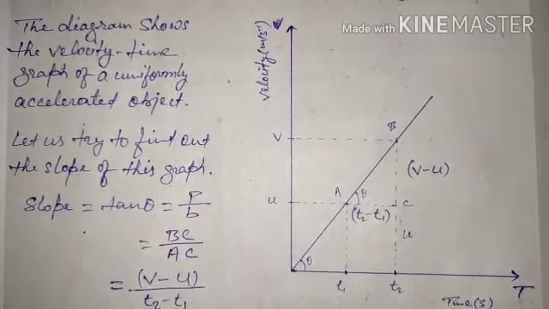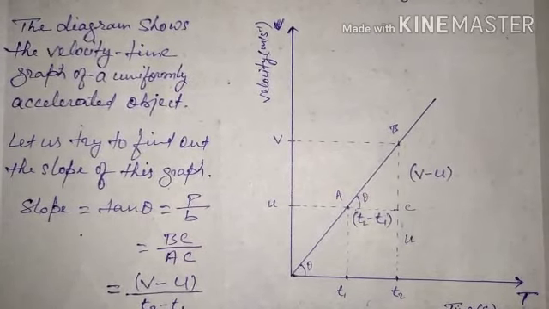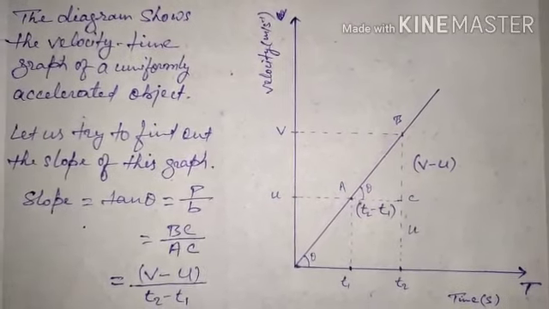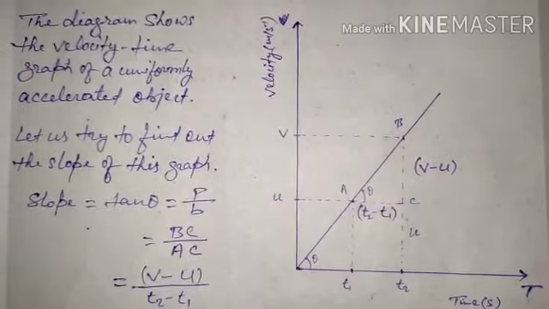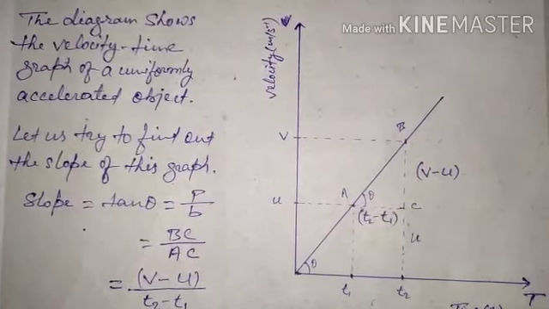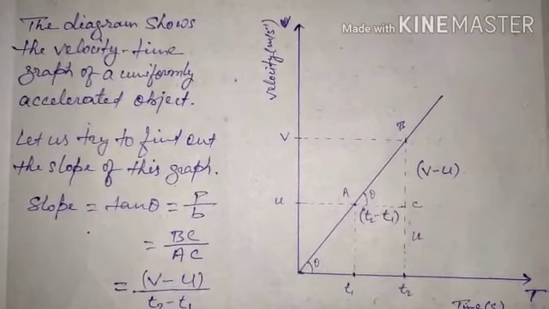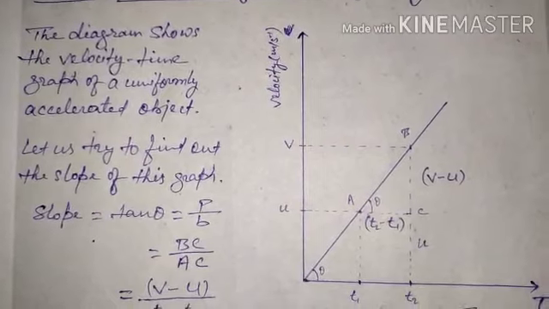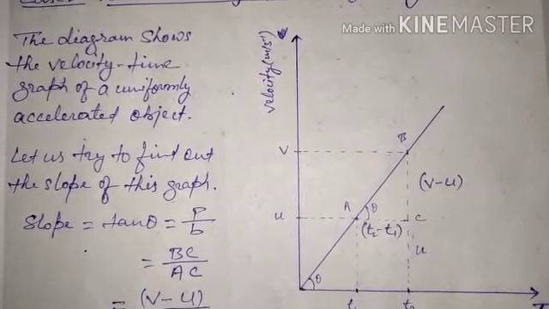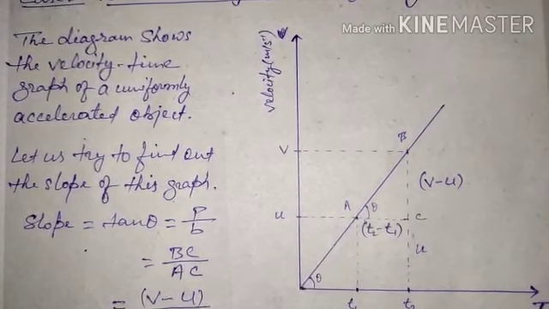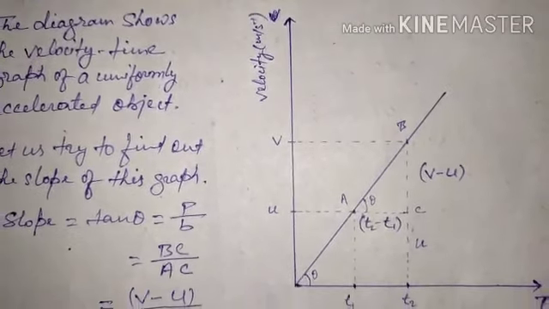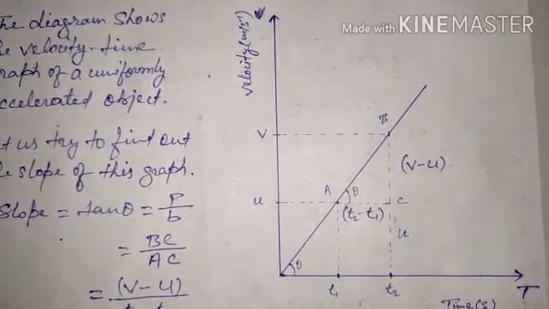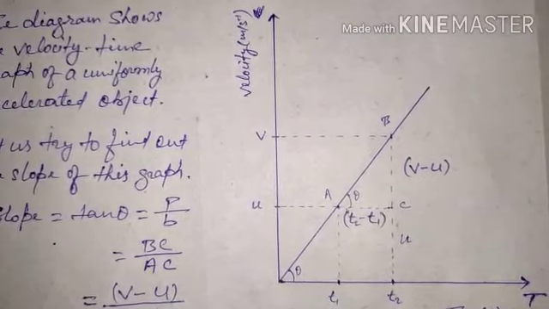Now I hope the things are clear to you, because at each and every instant the change occurring in the velocity is constant. After each second, a 2 meter per second change occurs in the velocity of the object, so the acceleration is 2 meter per second square, and it is constant throughout the journey of the object. I hope this is clear. That is what we are going to observe here also, that with the help of this velocity time graph we can calculate the acceleration of this object.